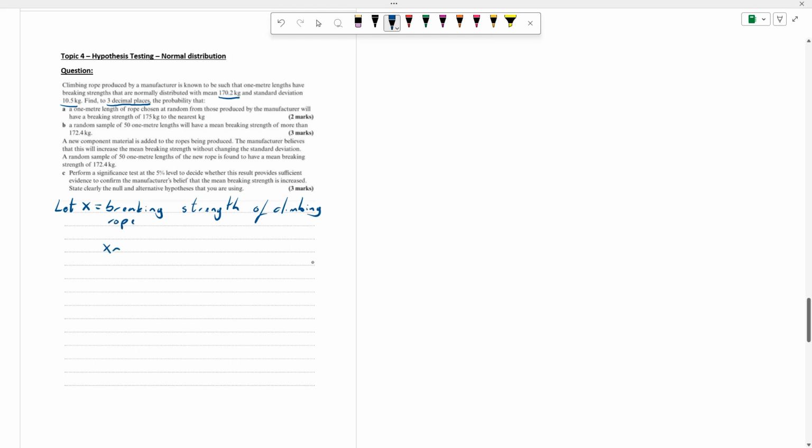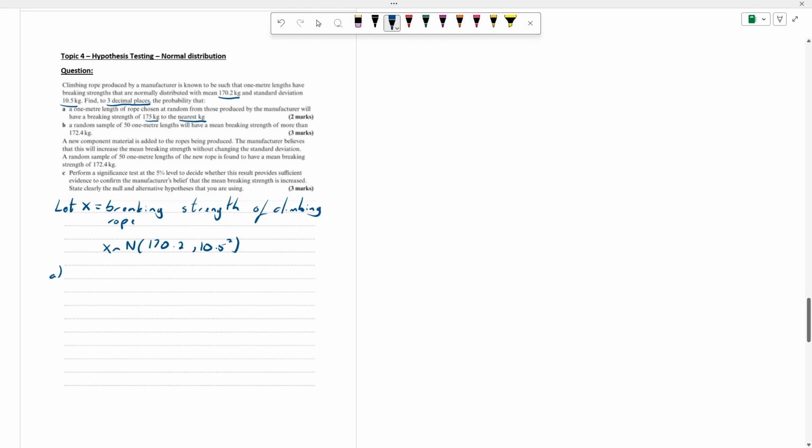Then I can set my distribution. So x is normally distributed with 170.2 and 10.5 squared. Okay. So part A, 1 meter length of rope. Find the probability that the 1 meter length of rope chosen at random from those produced by the manufacturer will have a breaking strength of 175 to the nearest kilogram.